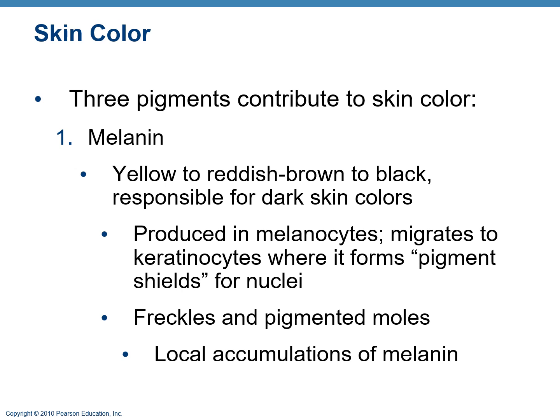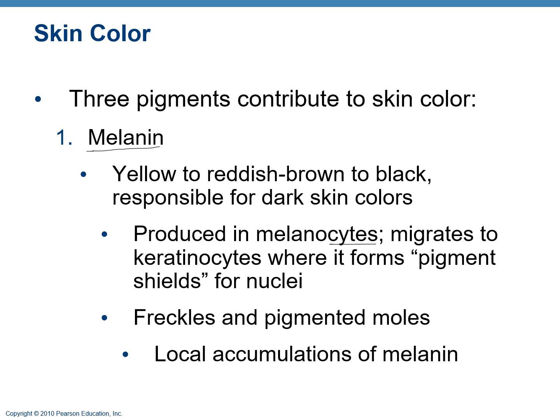Okay, moving on to skin color. There are 3 pigments that help contribute to skin color. One of those is melanin. The hues that show up as a result of melanin can vary quite a bit. We generally think of melanin as producing the darker skin tones, but melanin is basically yellow to reddish brown to black. It's produced in the specialized cells known as melanocytes.